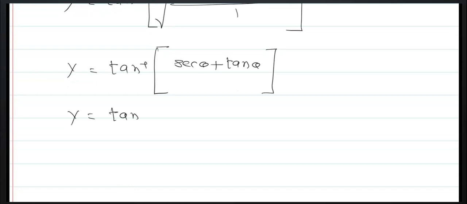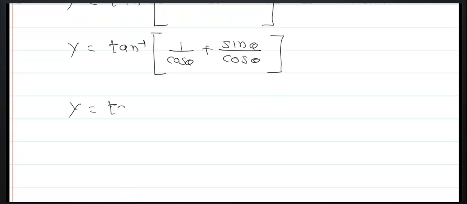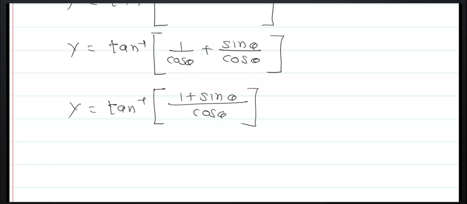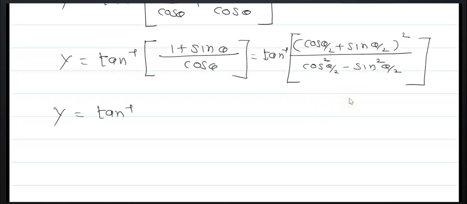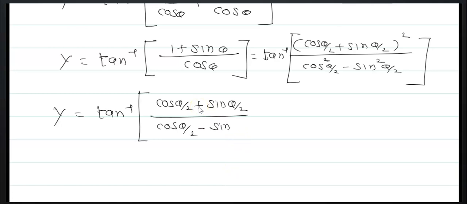Therefore, y is equal to tan inverse of sec theta, which means 1 upon cos theta, plus tan theta, which means sin theta upon cos theta. Now y is equal to tan inverse of 1 plus sin theta upon cos theta. Now again this is a conversion, that is 1. 1 plus sin theta is the perfect square of cos of theta by 2 plus sin of theta by 2. But cos theta is cos square theta by 2 minus sin square theta by 2. The common factor gets cancelled from the numerator. You will get cos of theta by 2 plus sin of theta by 2 upon cos of theta by 2 minus sin of theta by 2.